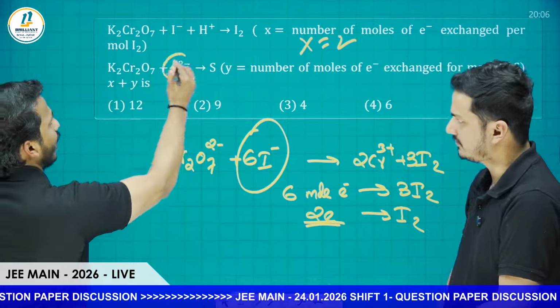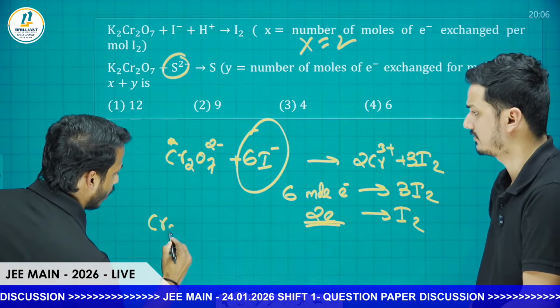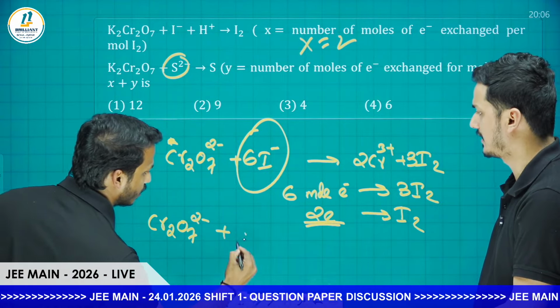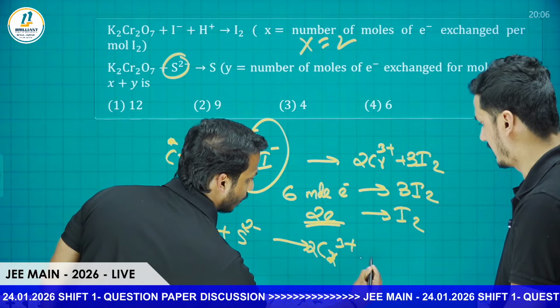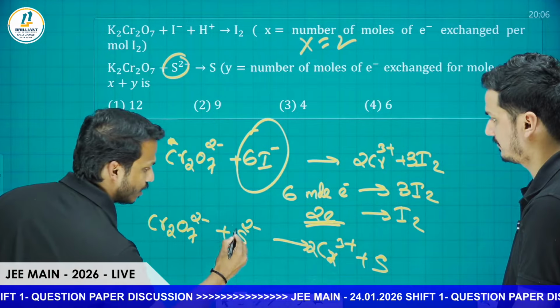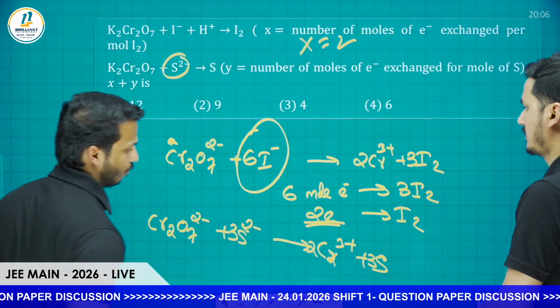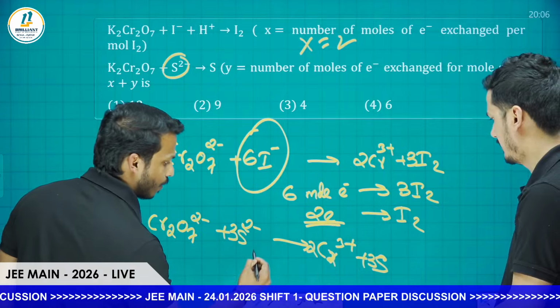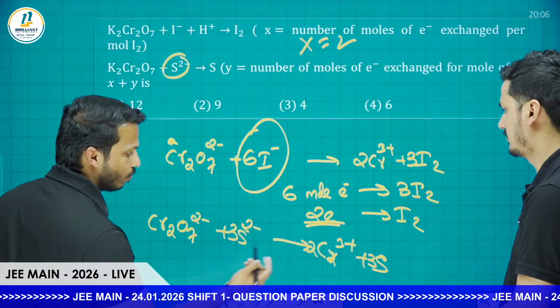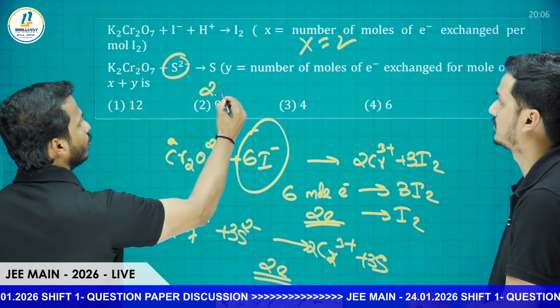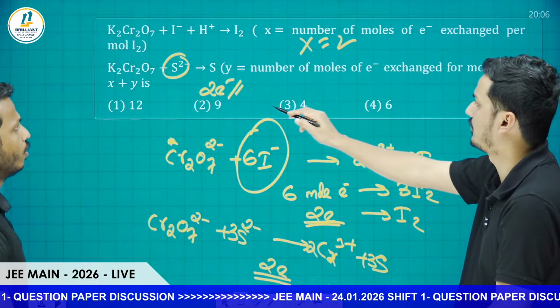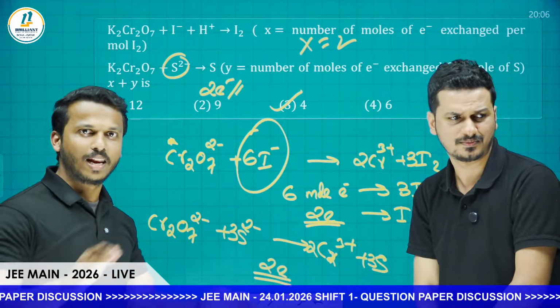And the second one is sulfide. Sulfide becomes sulfur. So Cr2O7 2- plus S2- gives Cr3+ plus sulfur. When balancing, we get 3 sulfur, and here also 6 electrons are participating. So for 1 mole of sulfur there will again be 2 electrons. So Y is also 2. Total 2 plus 2 will be 4 electrons. That's it. Simple balancing.